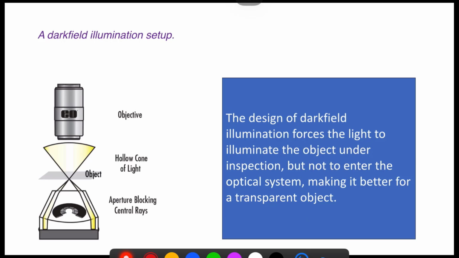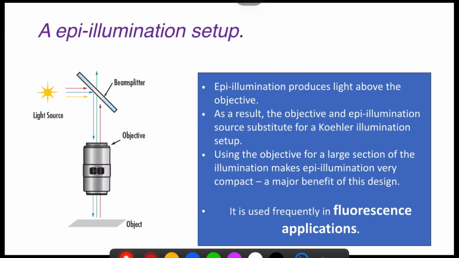Second is dark field illumination. So here this is a design which forces the light to illuminate the object under inspection, but not to enter the optical system. So here you can see this is the block here, and there is no light entering from behind, and it is basically important for transparent objects. So this is called dark field illumination setup.